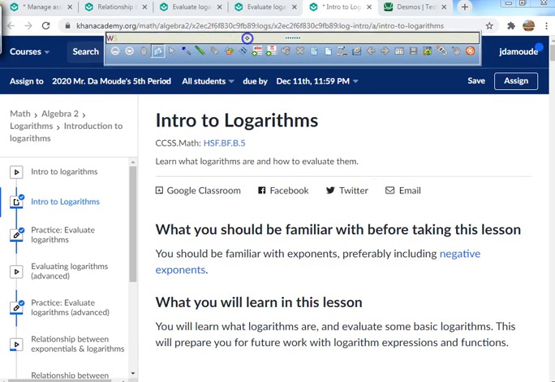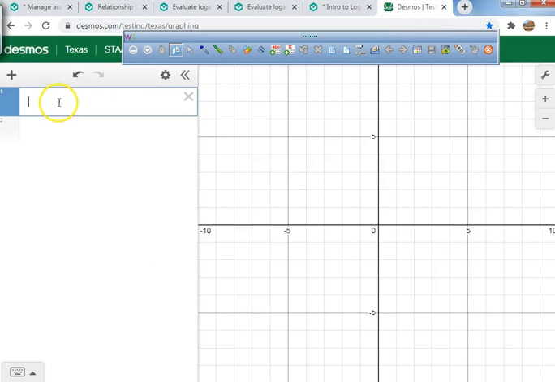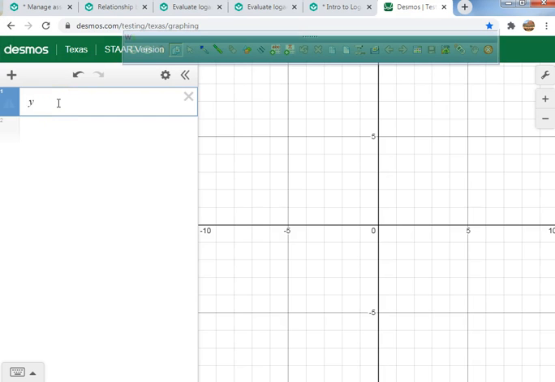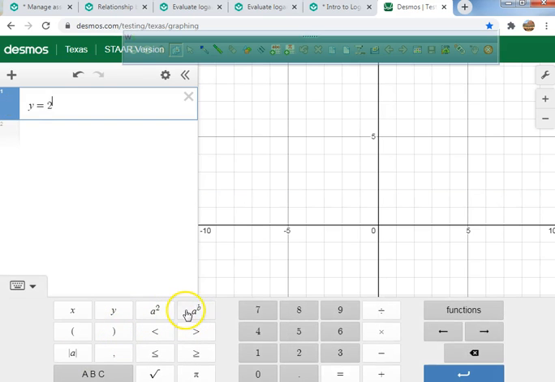All right, guys, so what we're going to be doing today is an intro to logarithms. Here's what I want you to do just to start things out. I want you to go to Desmos right now and type in one of the most basic exponential functions known to humanity, which is y equals 2 to the power of x, because we just finished up with exponential functions, okay?